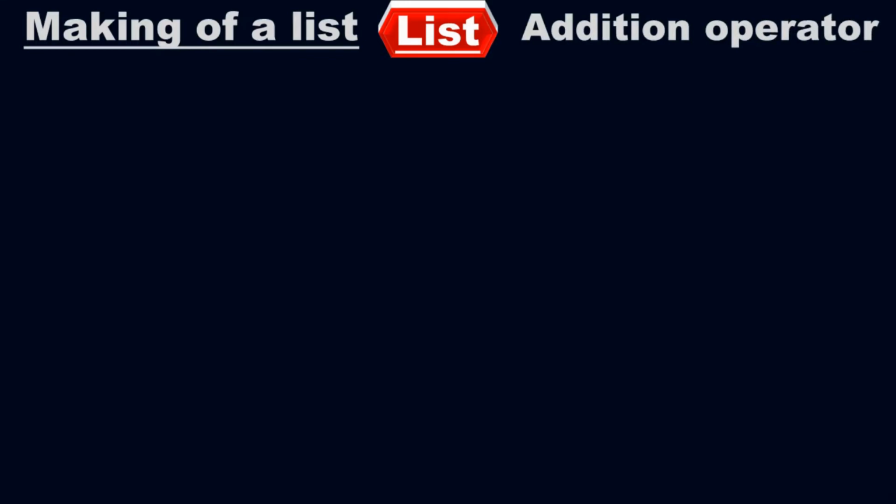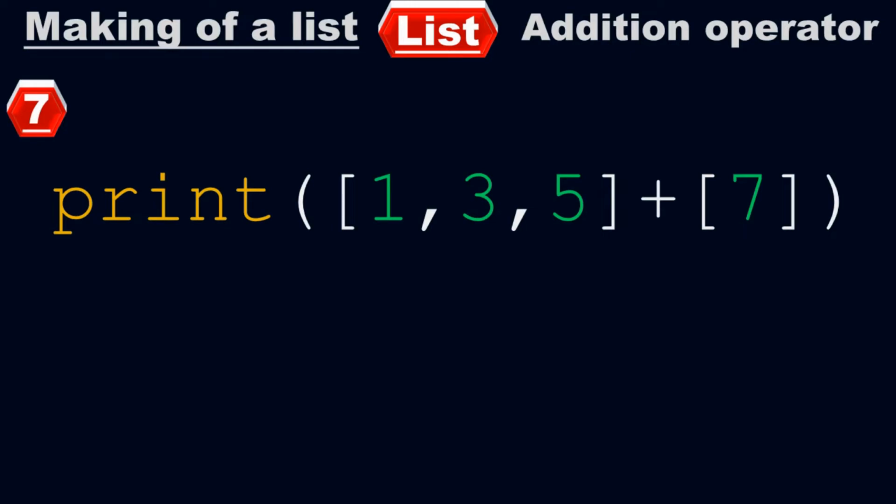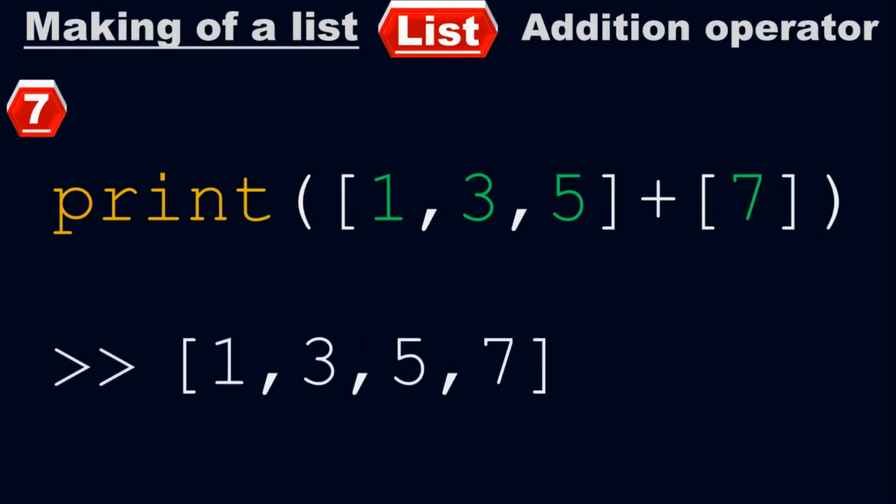Addition operator. Let's use the addition operator to make a list. Look, we already know about the arithmetic operators. We have learned the arithmetic operators, what the addition operator is, what the multiplication operator is, what the exponentiation operator is. So let me use the addition operator here to make a list. Example number 7. If I have print of [1, 3, 5] plus [7], I will get 1, 3, 5, 7.